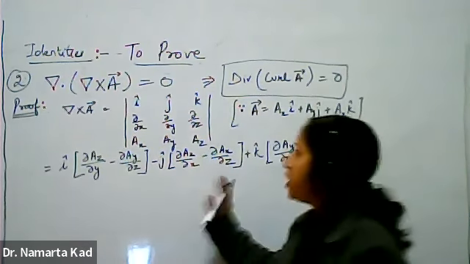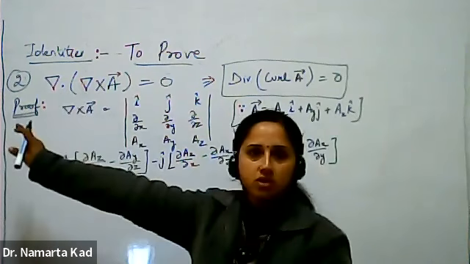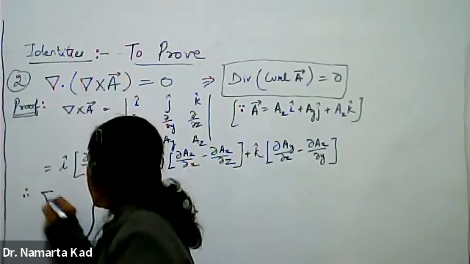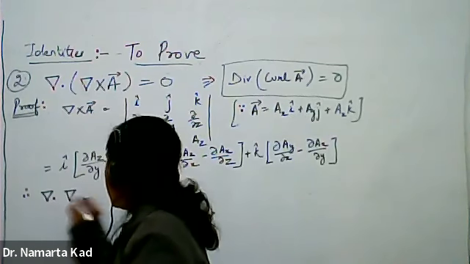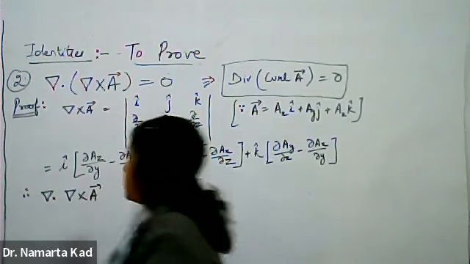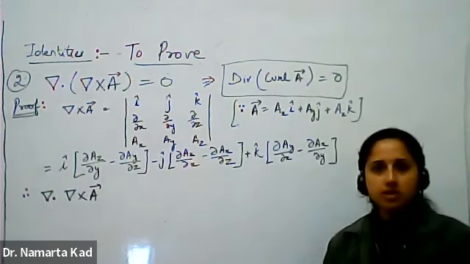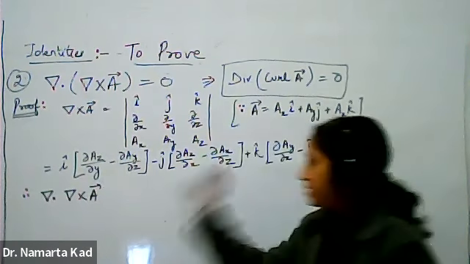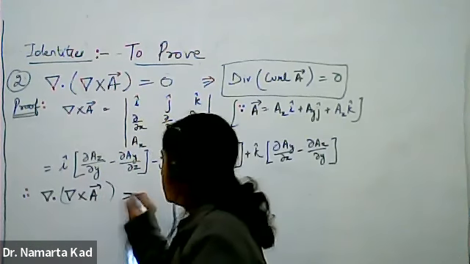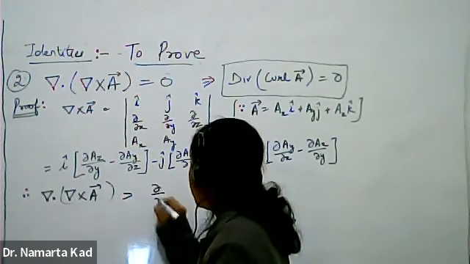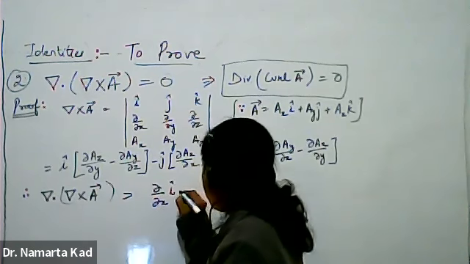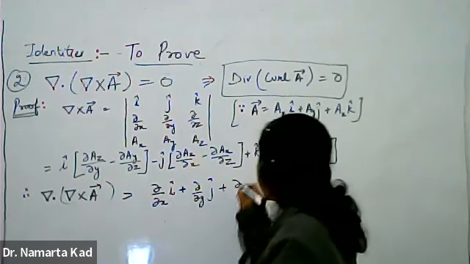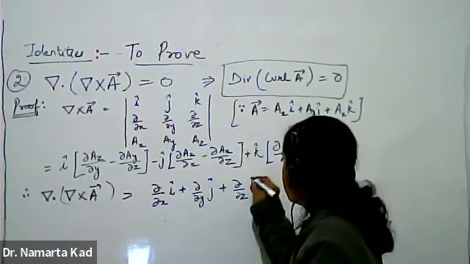Okay, now next we have to do the divergence. We have to do the divergence with this curl. Therefore, del dot del cross A vector. Okay, take the divergence of this quantity. So let's do that. What is that? Curly by curly x i cap plus curly by curly y j cap plus curly by curly z k cap.